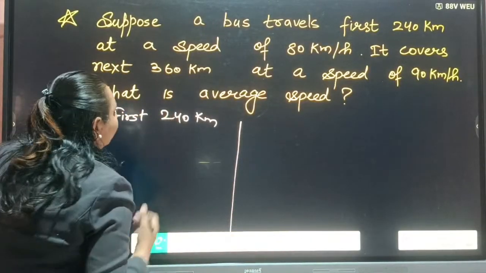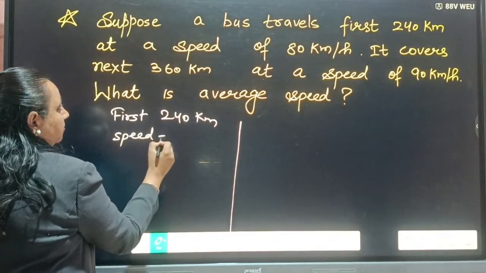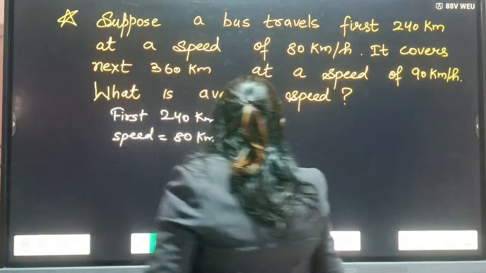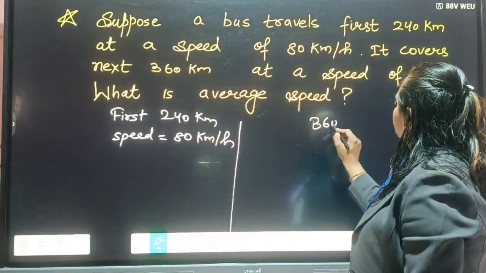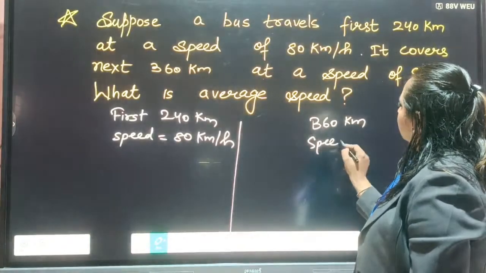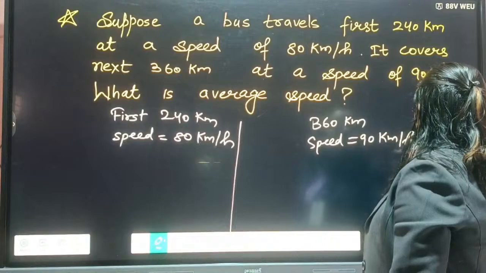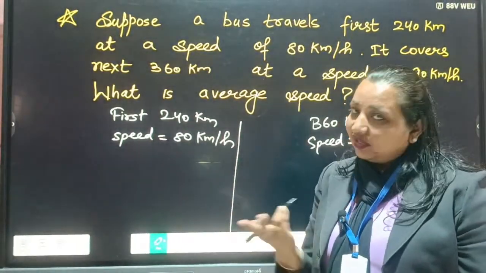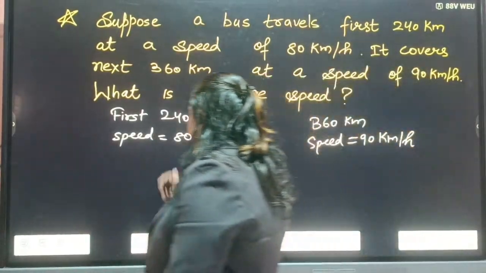So what do we have to do here? Speed is given, in this case it is 80 kilometer per hour, and for the 360 kilometer distance we use the speed 90 kilometer per hour. So first of all, find the distance and find the time. We have total distance upon total time taken. That's how we can find the average speed. So from here we find the time.